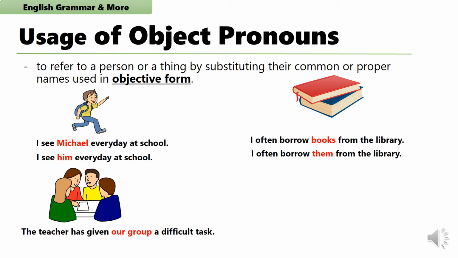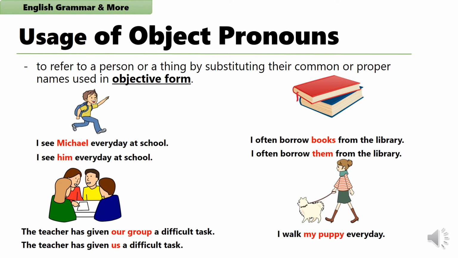Another example would be the teacher has given our group a difficult task. Or I can also simply say the teacher has given us a difficult task. Here again, I used us, which is an object personal pronoun, to replace our group used in the first sentence. Lastly, I walk my puppy every day, or I can also say I walk her every day. Here again, her was used to replace my puppy, which was used in the first sentence.